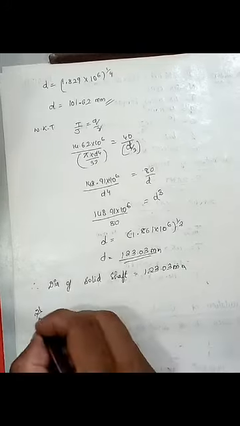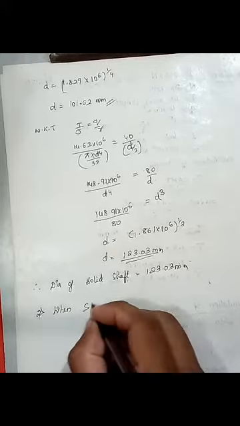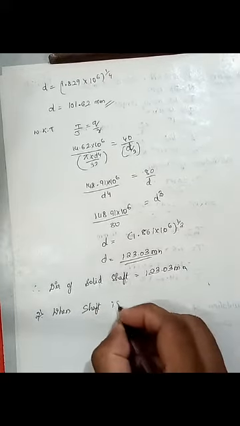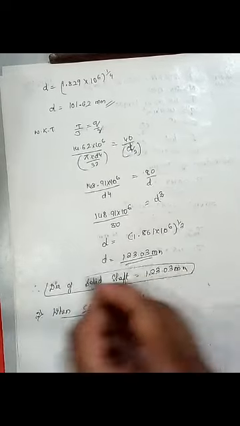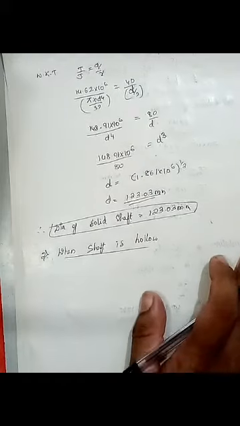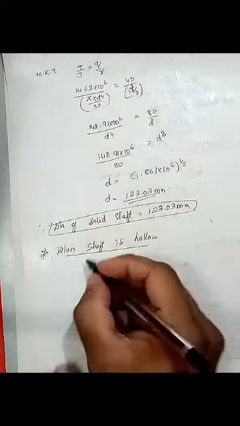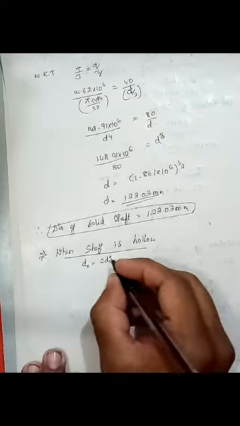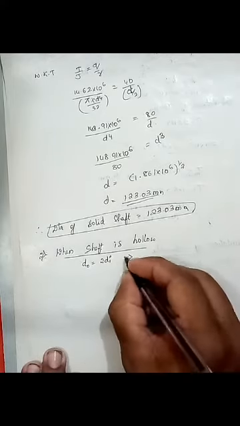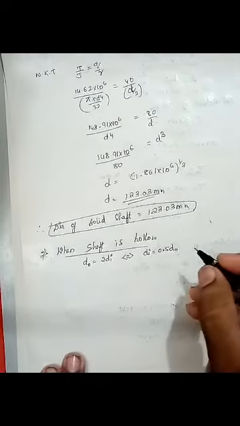Now for when the shaft is hollow. So this is for the solid shaft, you have found out the dia. So when the shaft is hollow, they have said D external is equal to 2 times D internal, or it can be Di equals 0.5 times D external or outer.